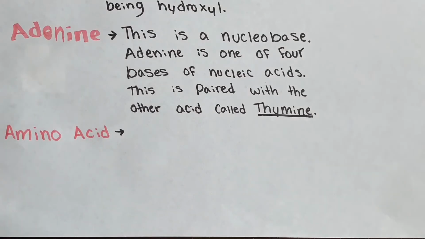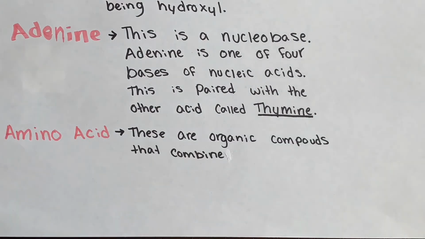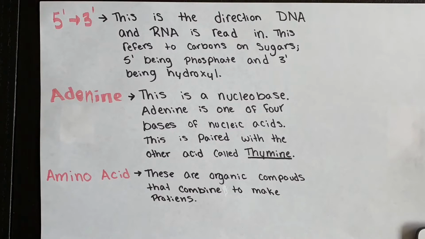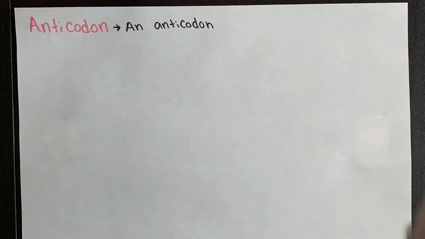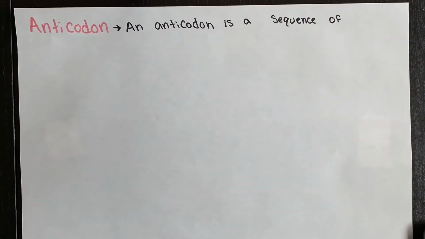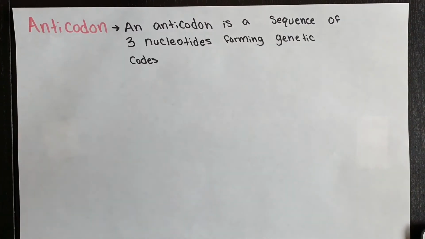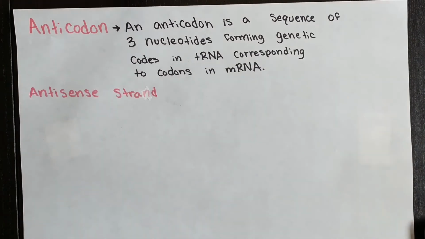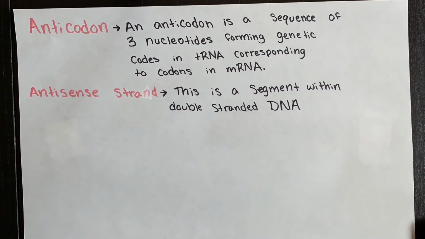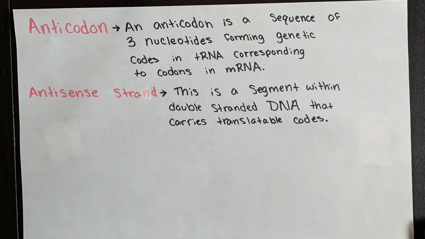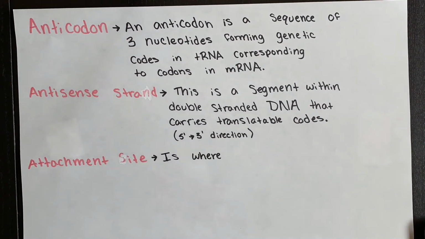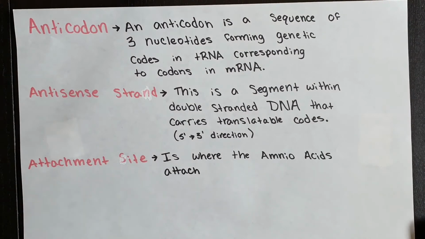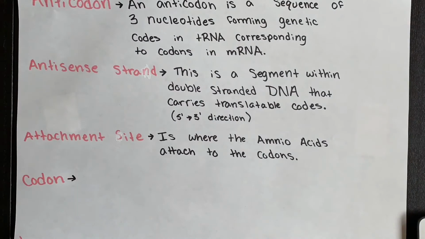Amino acid. These are organic compounds that combine to make proteins. Anticodon. An anticodon is a sequence of 3 nucleotides forming genetic codes in tRNA responding to codons in mRNA. Antisense strand. This is a segment within double-stranded DNA that carries translatable codes in the 5' to 3' direction. Attachment sites are where the amino acids attach to the codons.